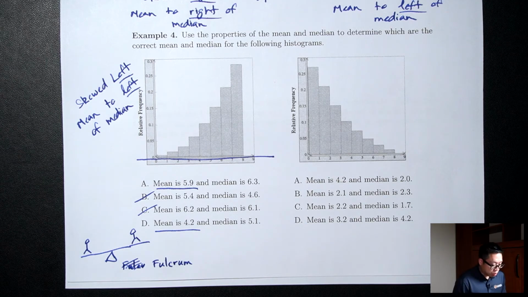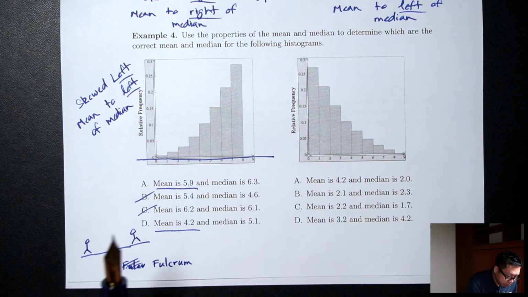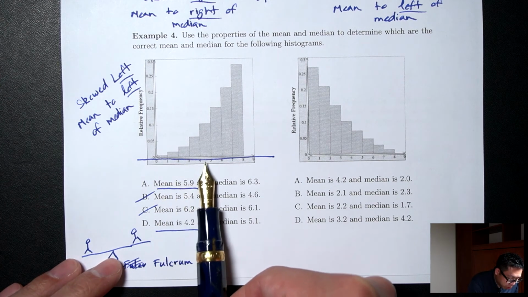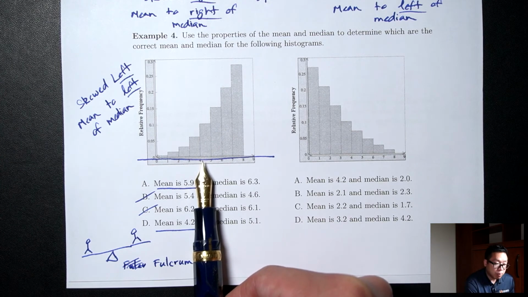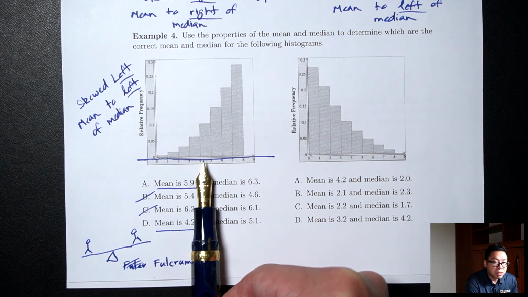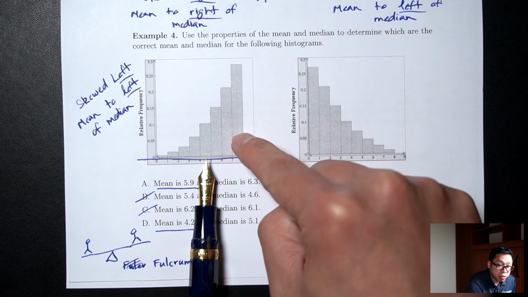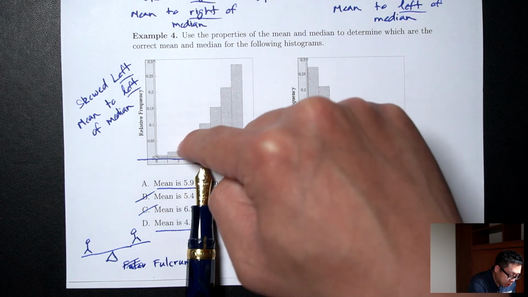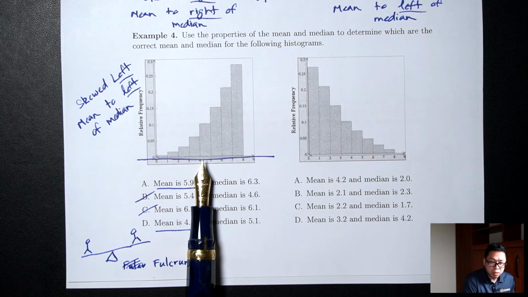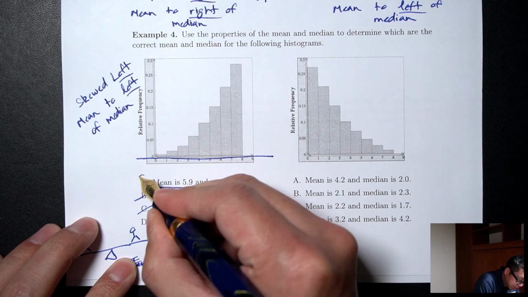Okay. Let's try this 4.2. So mean 4.2. If I place the fulcrum at 4.2, here's 0, 1, 2, 3, 4.2 will be right here. Would this thing tip over or would it be balanced? If I put the fulcrum at 4.2, it would definitely tip over, right? Because I have like 1, 2, 3 big bars on the right side. And on the left side, I have 1, 2, 3, 4, but they're all small bars. So it would definitely tip over on the right side, which means 4.2 is no good. The answer is going to be A.